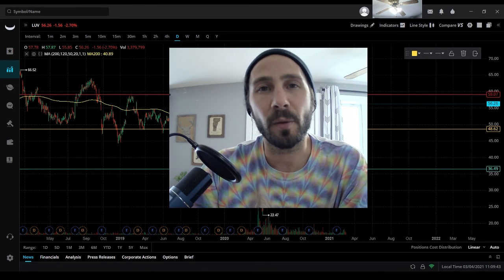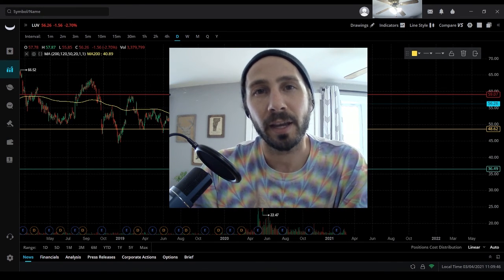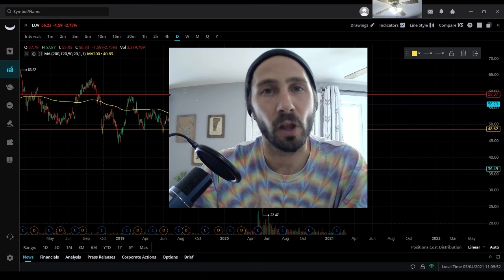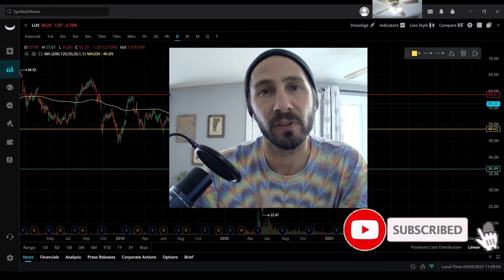So that's how to set up and use a moving average. It can be used to gauge market strength, whether something's in an uptrend or a downtrend. It can also be used to help time entries along with candlestick patterns and support and resistance lines.